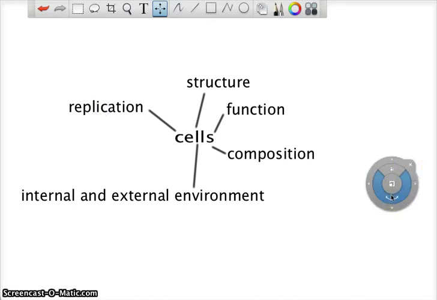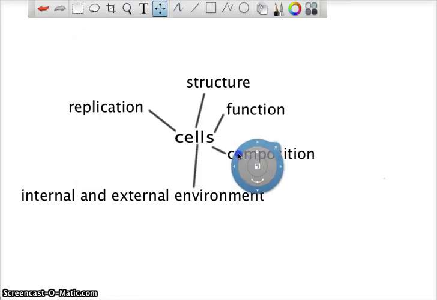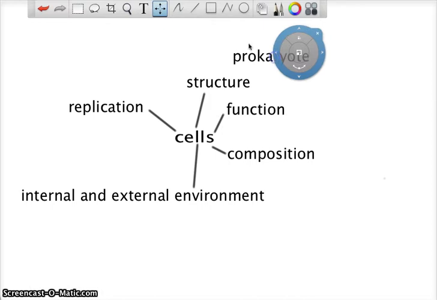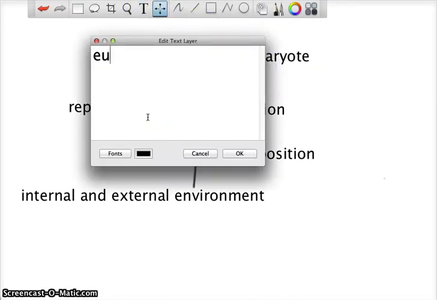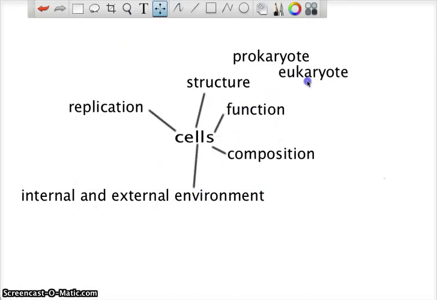If I can go back to structure, we're going to be talking about the structure both of prokaryotic cells, so cells in prokaryotic organisms, over here, and also in eukaryotic organisms, so cells from eukaryotes. So prokaryotes have just a single cell, and eukaryotes are multicellular organisms. We're going to be talking about the structures of cells from both those types of organisms.